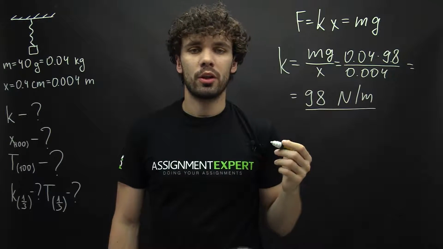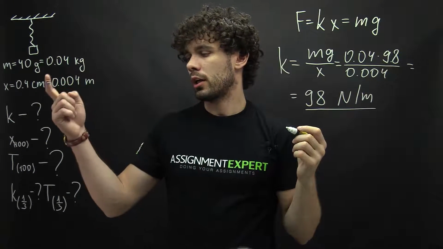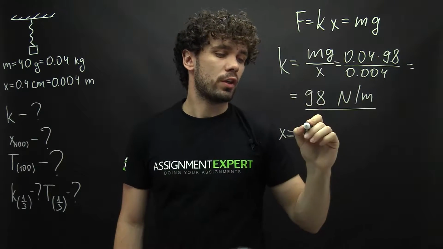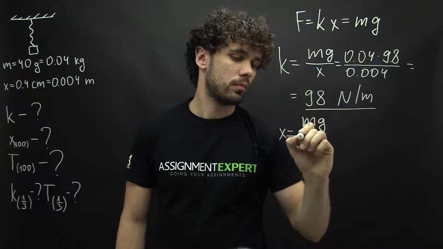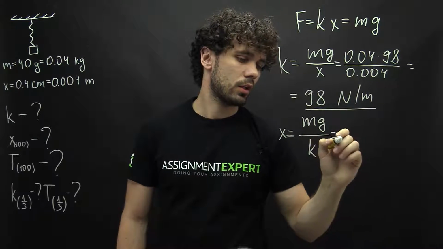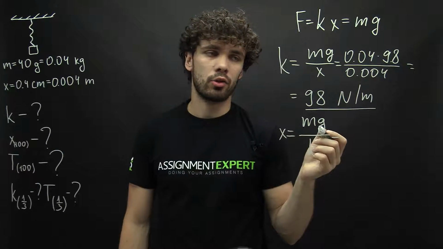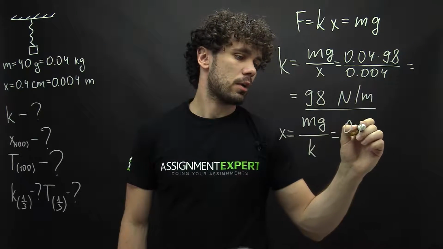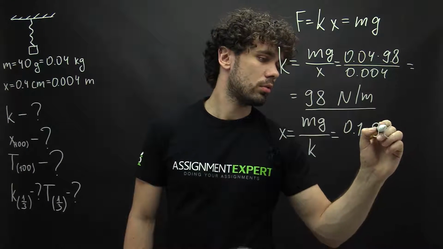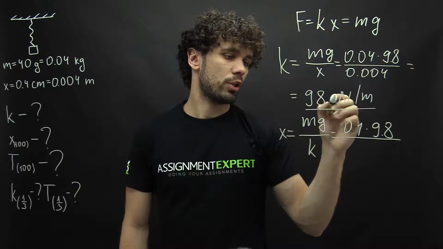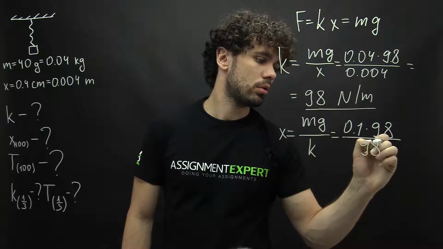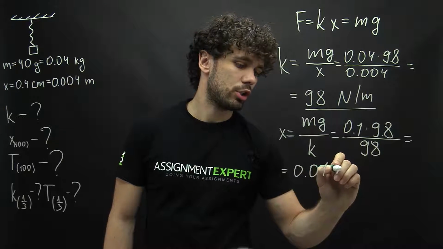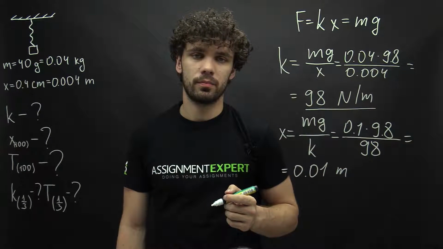From the same formula we can derive the extension under the load of 100 grams. So x equals mg over K. This time m is 100 grams, so we have 0.1 times 9.8 divided by the spring constant 98. And this gives us 0.01 meters. So this is 1 centimeter.